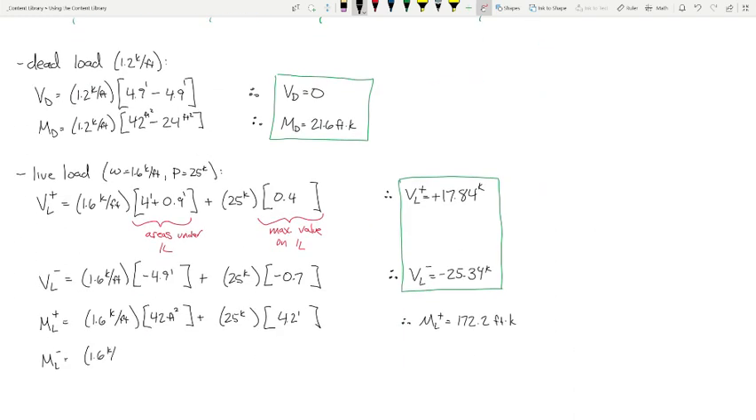1.6 kip per foot times something plus 25 kips times something. Okay, and 1.6 kips per foot times, what is the value here for the distributed load? Negative 24. And this one right here? Negative 24. There we go. Negative 98.4. Do I have a second on that? Yeah.